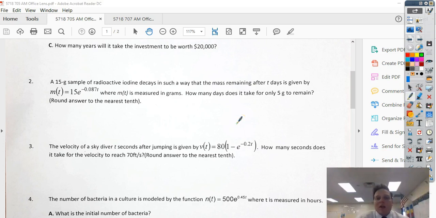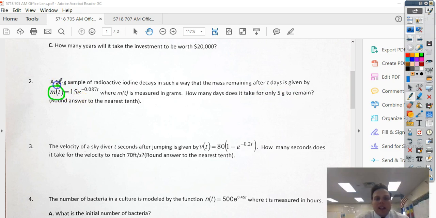It does not want an approximation. I mean, it's an approximation because we're rounding to the nearest tenth, but it does not want us to get like, oh, approximately 4 whole days. All right, so that means that the calculator method is kind of out here because of its specific question. All right, so how many days does it take for the 5 grams remaining?